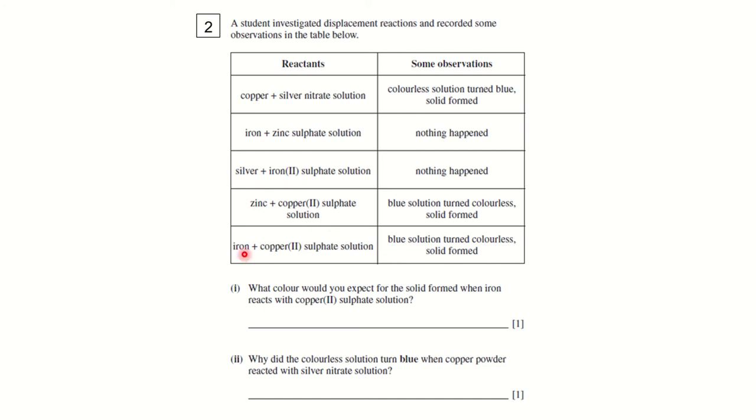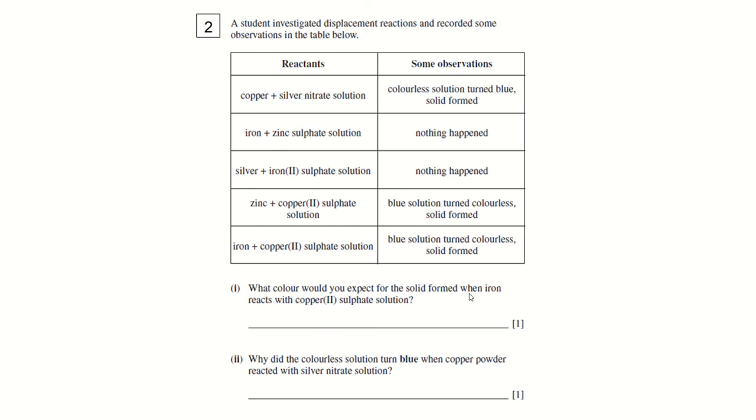And this one, iron and copper sulfate solution, and we see again blue solution being formed there, so that must mean that the iron is displacing the copper. So copper more reactive than silver, so we'll put that in the table later. Zinc more reactive than iron. Iron more reactive than silver. Zinc more reactive than copper, and iron more reactive than copper. So we'll put that in the reactivity series shortly.